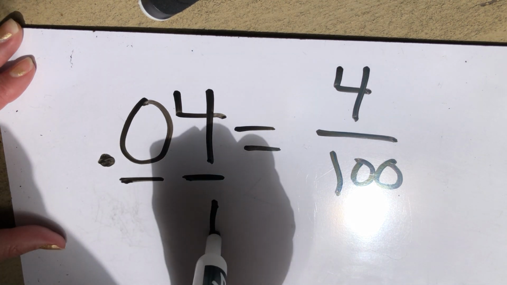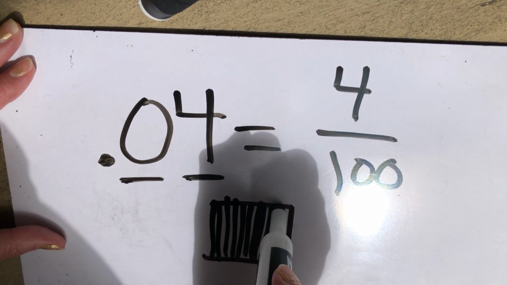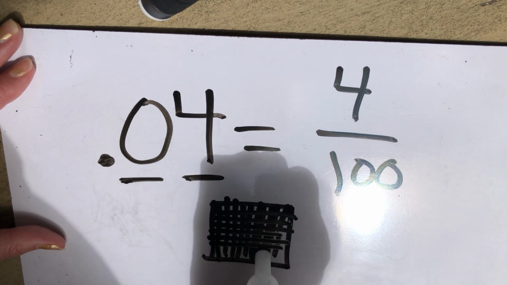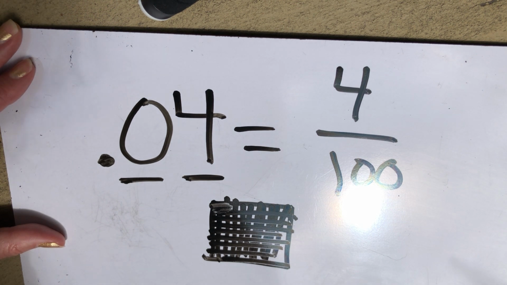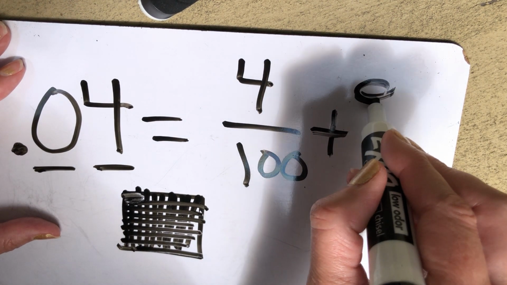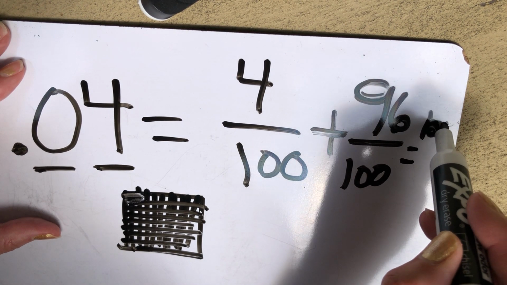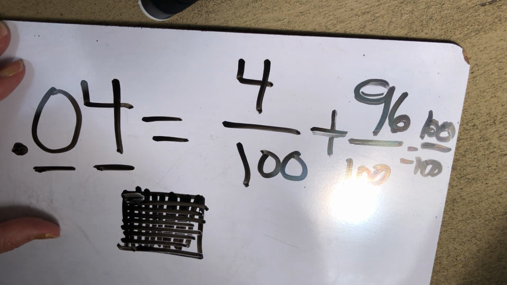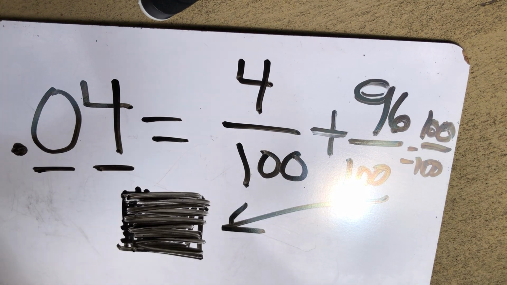So that means if we had a flat and it's divided into 100 pieces, how many would be shaded? Just 4. How many would be left over? Well, that would be 96/100ths that would be left over. So if you added that back, 4/100ths plus 96/100ths, you would get what? 100/100ths. And that would equal a whole. The whole flat would be shaded in.